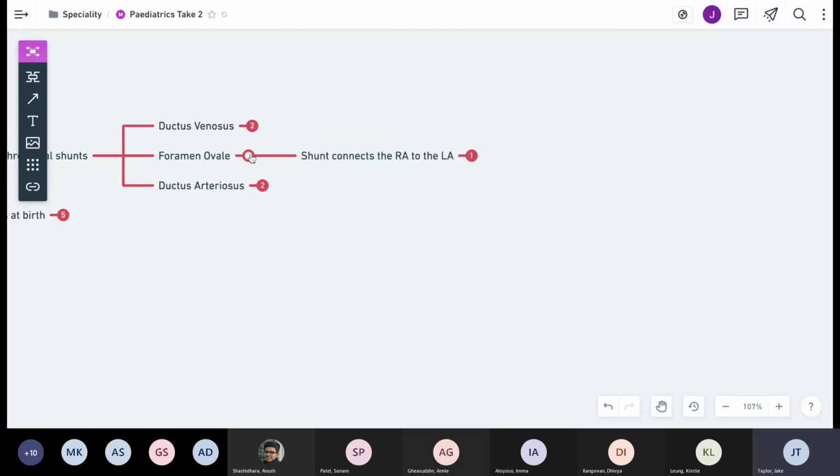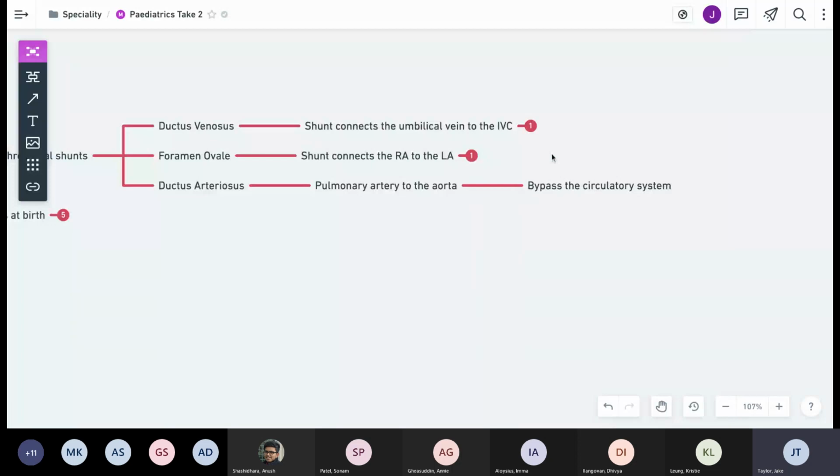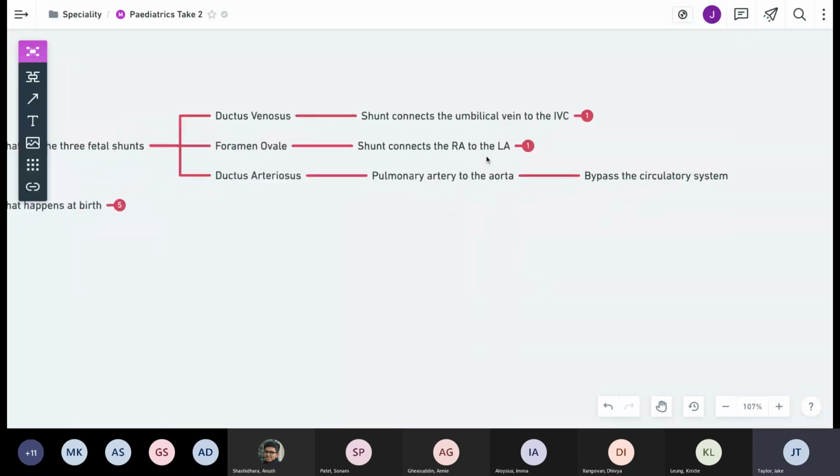The foramen ovale, I'm sure you've heard about, is a shunt between the right atrium and the left atrium. This is because it bypasses the right ventricle and pulmonary circulation, as the baby isn't relying on that for the oxygenation of the blood when they're in development. Okay. And then finally, there's the ductus arteriosus, which goes from the pulmonary artery to the aorta, and this is so it can bypass the pulmonary circulation. Okay. So these 3 shunts are very important, and some things happen to them at birth.